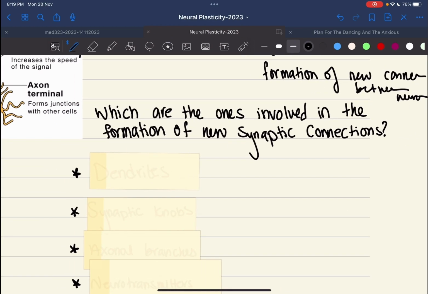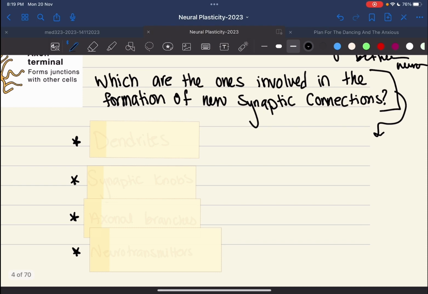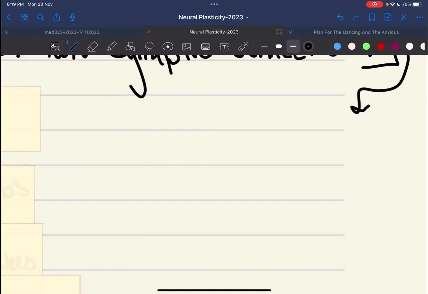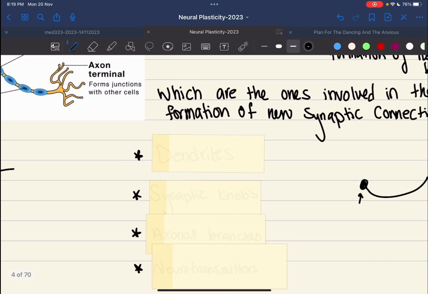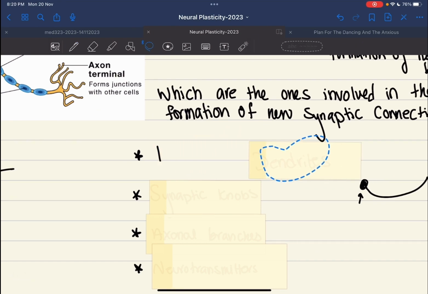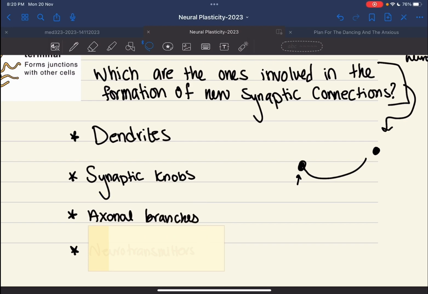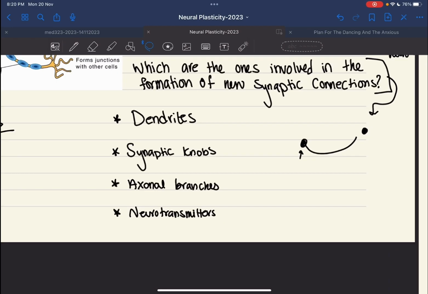So what are the ones involved in the formation of new synaptic connections? What does this question mean? What I'm asking here is, what are the parts of the neuron that are involved in the formation of new connections between neurons? When we have two neurons that form a connection for the first time, what are the different components of the neurons that are involved in this process? So let's look at the ones we have here. First of all, we have dendrites, synaptic knobs, axonal branches, and neurotransmitters.